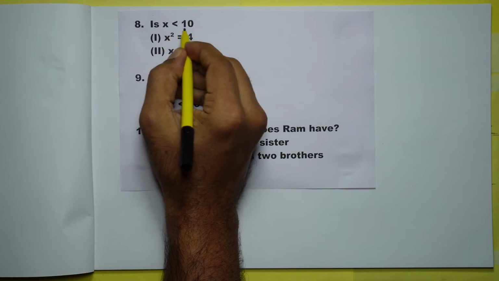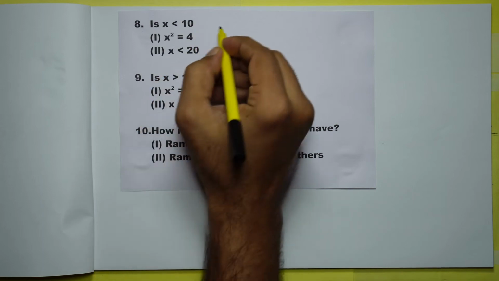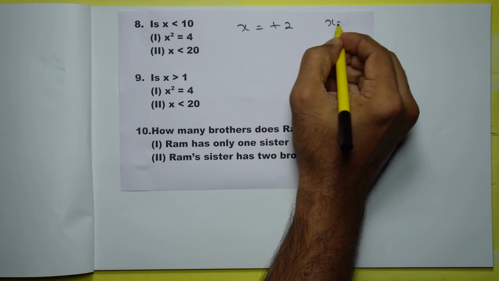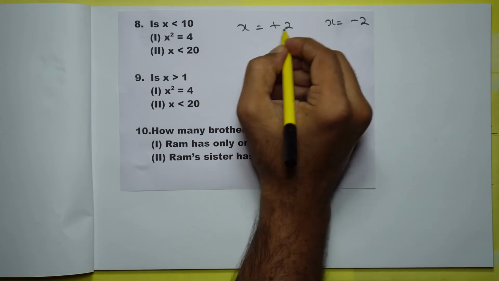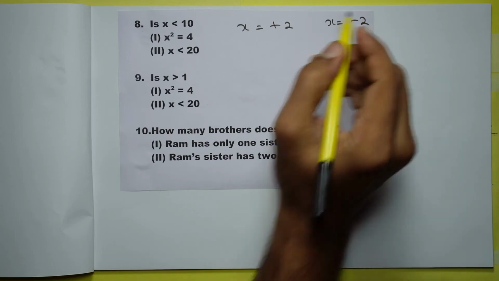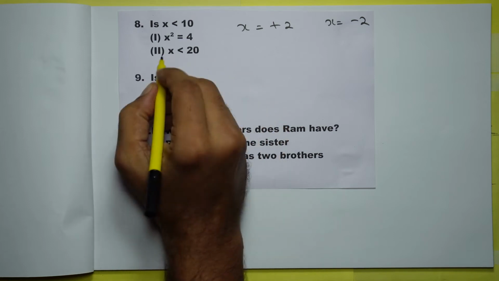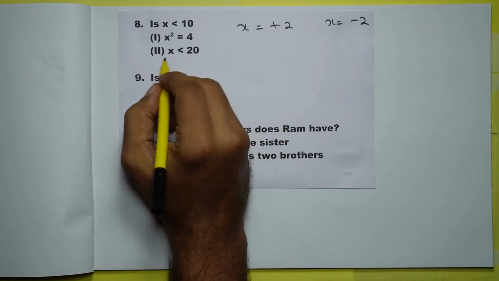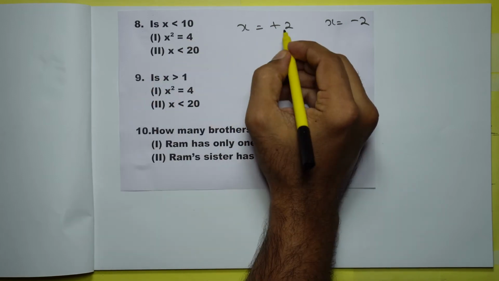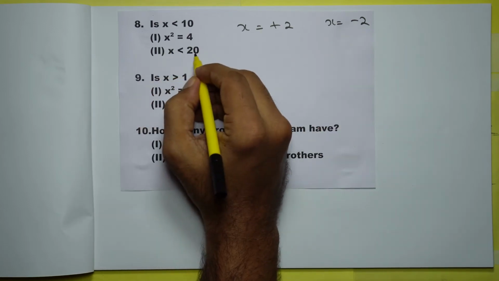The question is, is X less than 10? First statement says that X square is equal to 4. Which means that X may be plus 2 or X may be minus 2. In both the cases 2 square is 4. Here negative 2 the whole square is also 4. Now second statement says that X is less than 20. Now this statement is not necessary. We already know that X is less than 20. From this statement you will get X has to be either plus 2 or minus 2. So second statement anyway is not necessary.